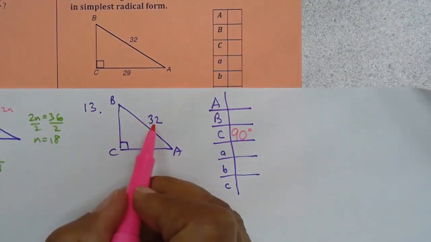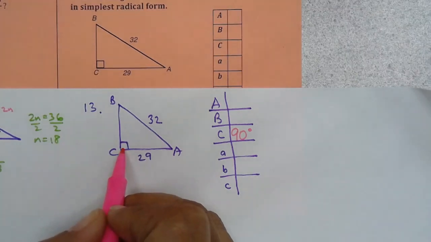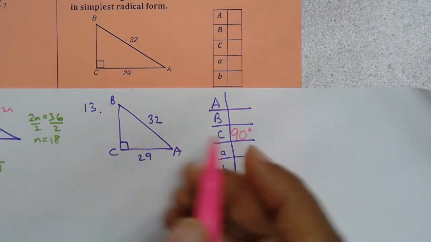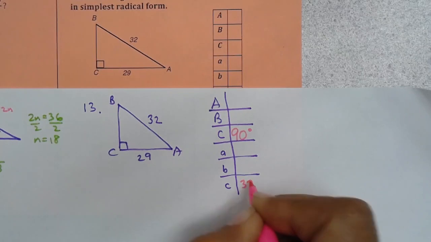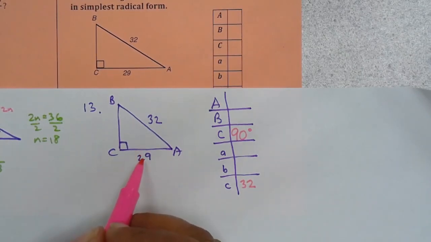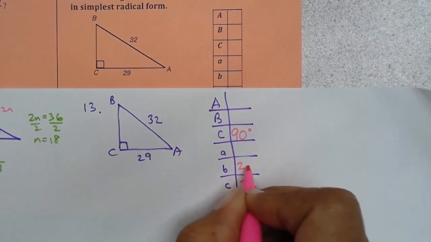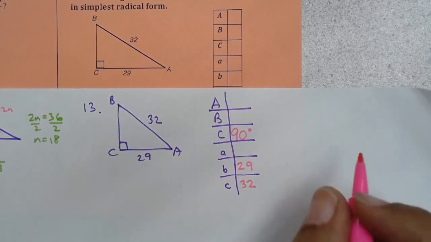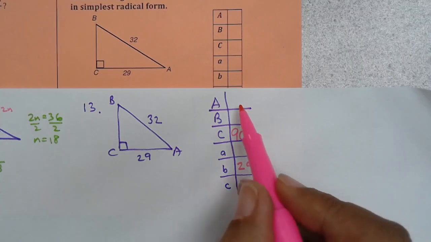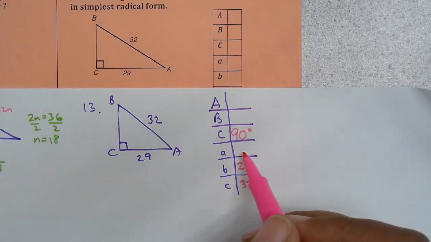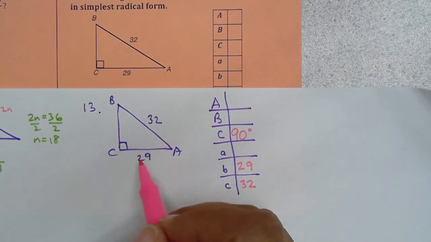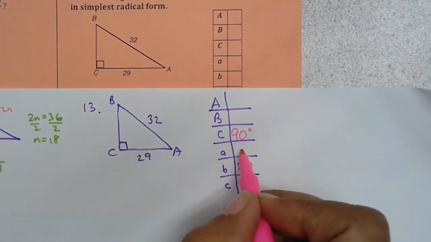This right here is across from angle C, so this is side c, that's 32. We know that this is 29, which is across from angle B, so this is lowercase b because it's a side length. So really I'm solving for 3 more things. I need angle A, angle B, and side a. Now, if I look at this triangle here, I happen to know 2 sides of the triangle. So I actually can find that third side by just using the Pythagorean theorem.